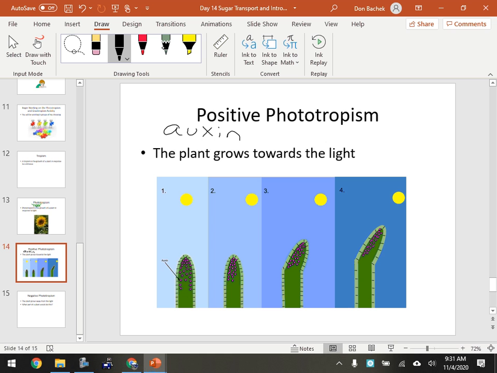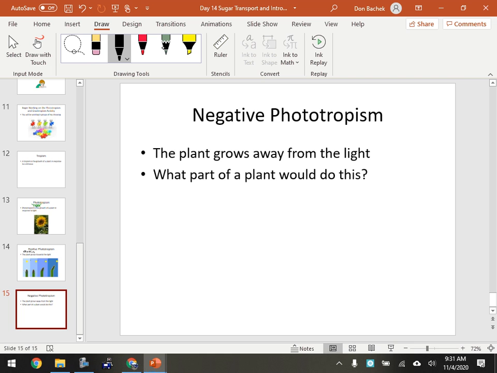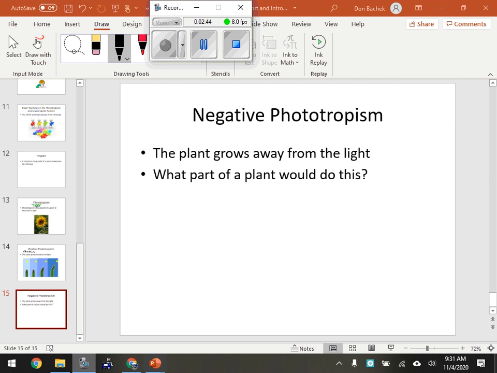Good. And again, like I said, negative phototropism. Which part of the plant would that be? Roots. The plant grows away from the light. Negative phototropism. Good. Let me let you guys copy that.